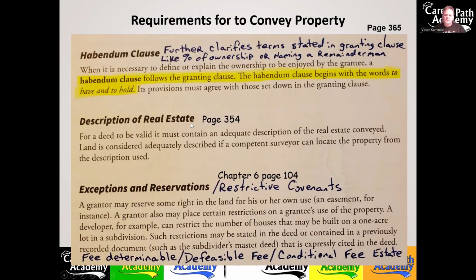So descriptions of real estate, that's just referring to the legal descriptions, which we went over on page 354.